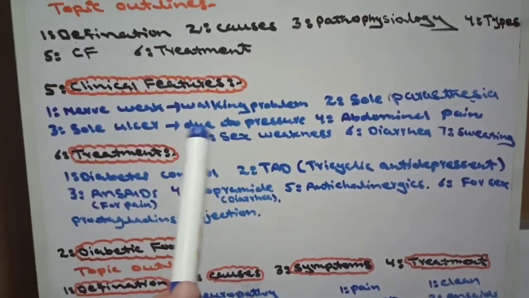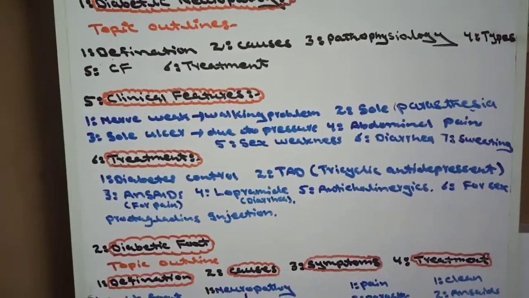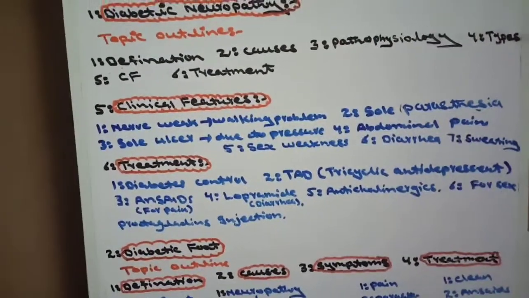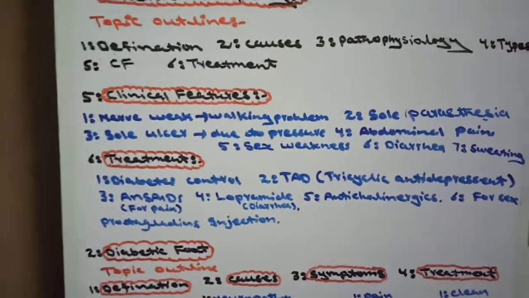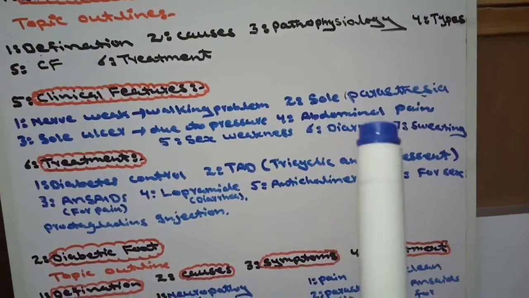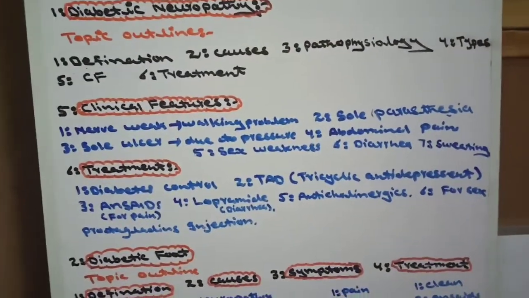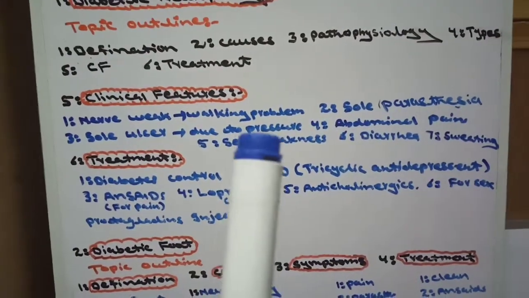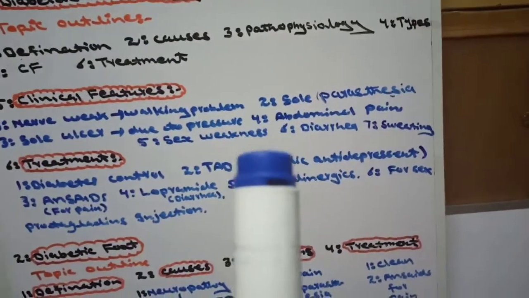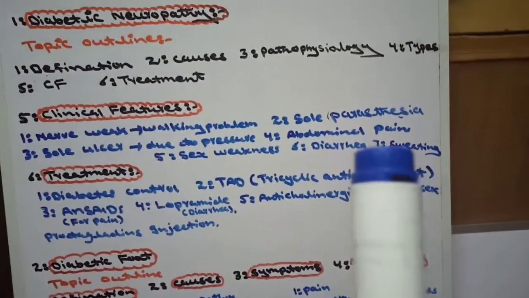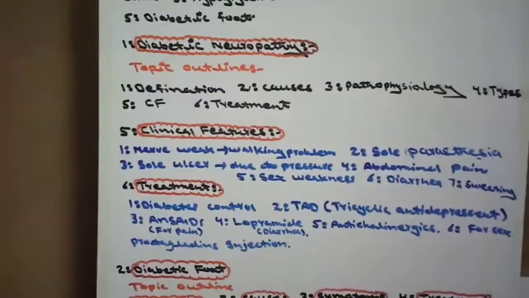Why sole ulcer? Due to pressure. Because when sensory neuropathy occurs, the patient is unaware of the excess pressure on the foot. And the fourth is abdominal pain. We already studied that it is due to neuropathy and due to ischemia. Number 5, sex weakness occurs in diabetic neuropathy patients. Number 6 is diarrhea, and 7 is sweating. These are the 7 clinical features of diabetic neuropathy.